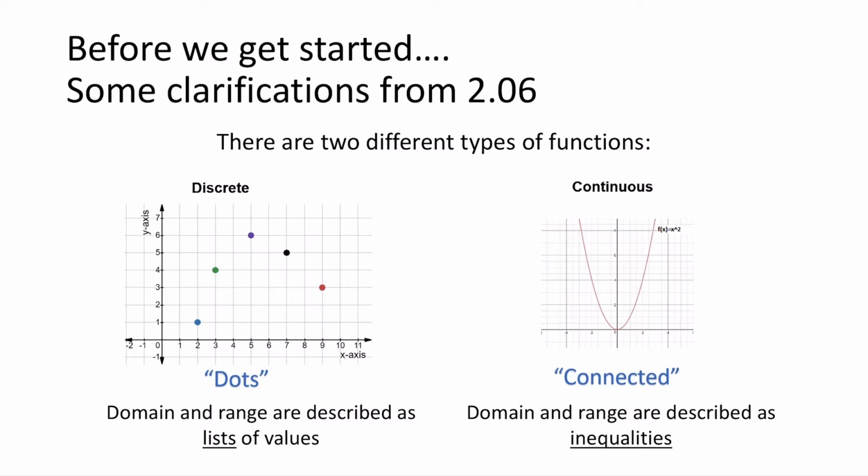There are two different types of functions. There are discrete functions and there are continuous functions. Discrete functions, when we graph them, look like dots. That is because only specific values are included in a discrete function, so we describe the domain and range using lists. Continuous functions are all connected, and they'll include a whole entire set of values. That is why the domain and range are described as inequalities.